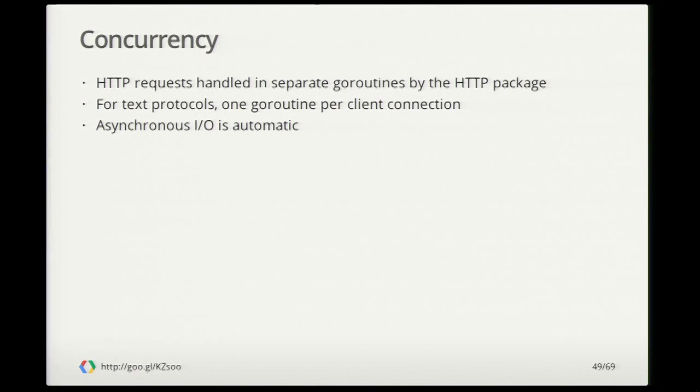We don't use a lot of concurrency directly in our applications, but that's really a testament to the good design of the Go libraries. The HTTP package automatically serves requests in separate Go routines for us. We just have to make sure that our handlers aren't sharing any state that's not synchronized. For text protocols, we do run separate Go routines for each client, which doesn't require much communication. But we automatically get asynchronous I/O with that, which is really awesome.